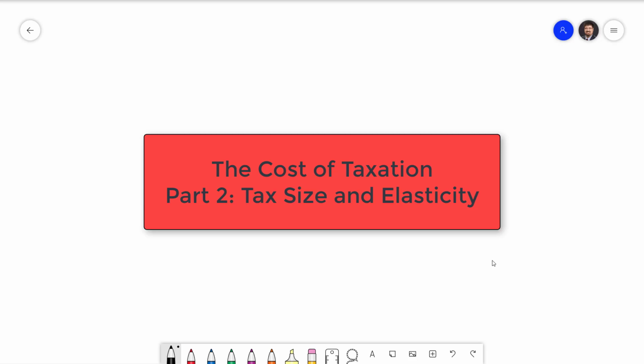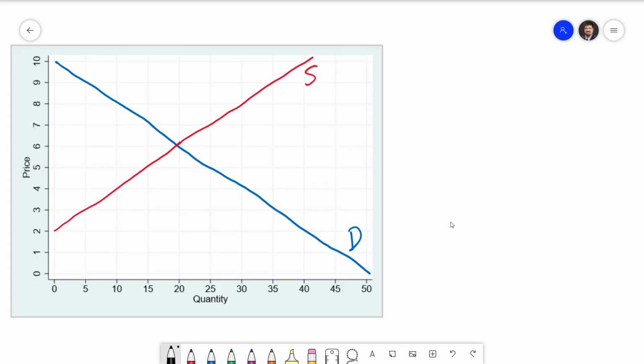In this video we're going to talk about how changing the size of a tax affects the tax revenue and deadweight loss. We'll finish up by thinking about how elasticity affects welfare with the tax. In the last video we talked about how to calculate deadweight loss and tax revenue. We started out with an example where the tax size was 2.